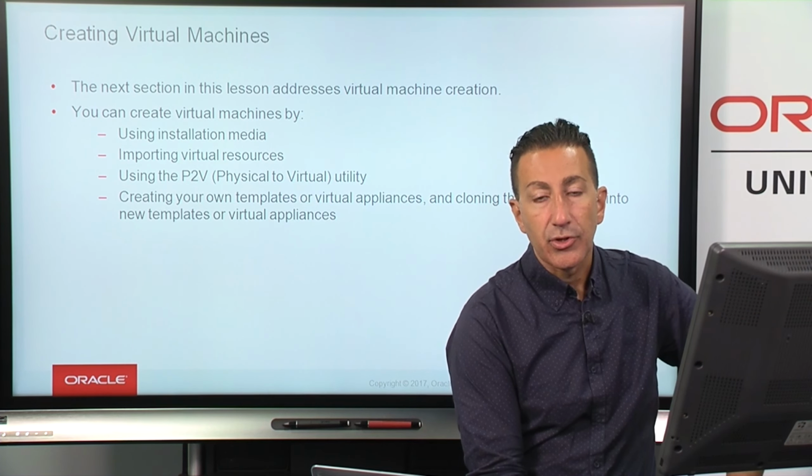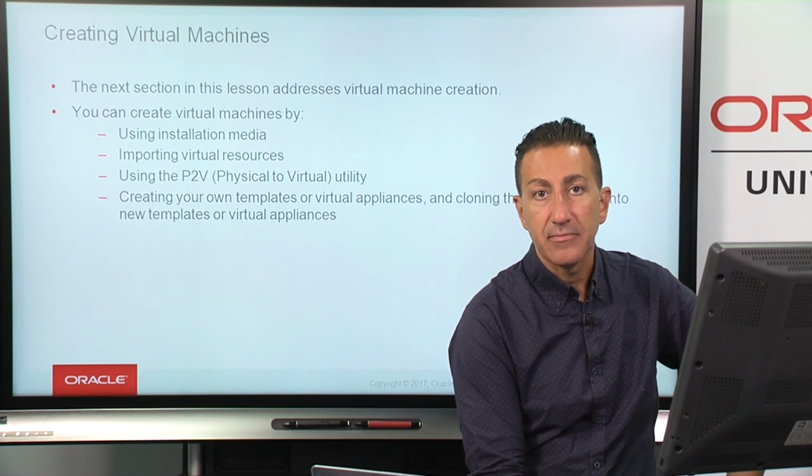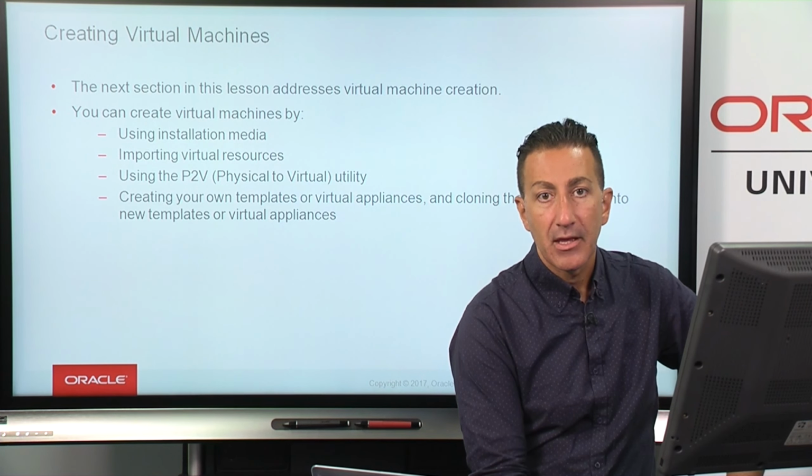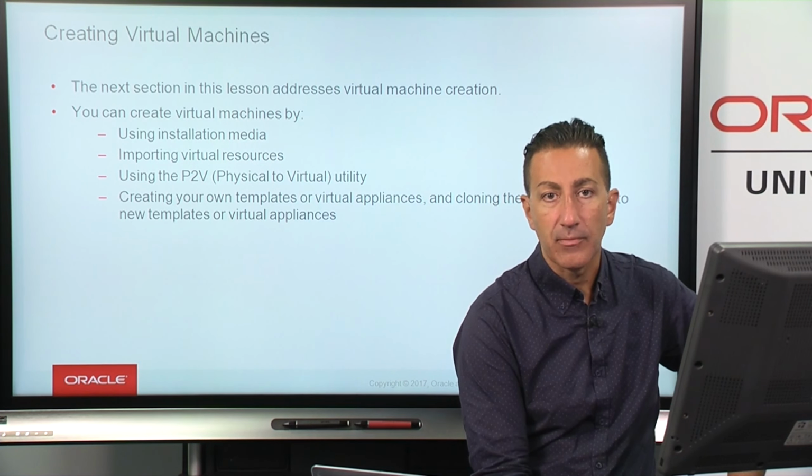Well, next step is creating virtual machines. So the next section in this lesson addresses virtual machine creation. You can create a virtual machine in different ways. One of these is using an installation media. The other one is, for example, importing virtual resources, such as the operating system image files, software image files and additional image files, and creating or importing, in addition to this, the configuration file for the virtual machine.